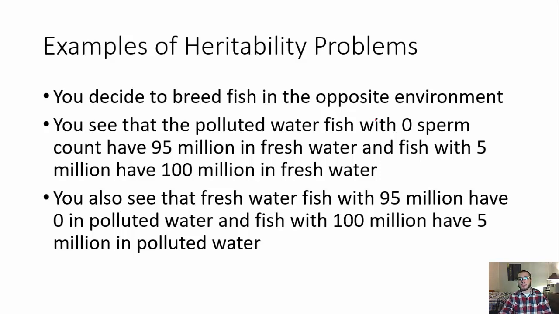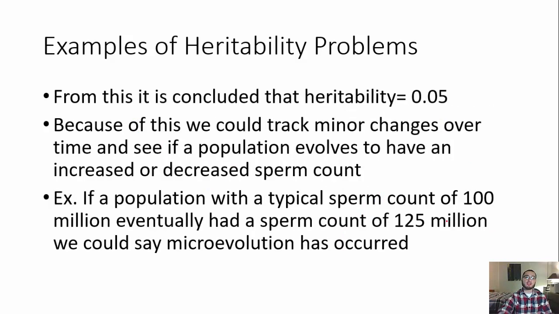So now you're seeing that the ones that have 0, if I change their environment, they're going to end up with 95. The ones that have 5, if I change their environment, they end up with 100. Same thing goes over here: 95, if I put them in polluted water, they're going to go down to 0. But the ones with 100 million as sperm count, if I put them in that polluted water, they still are going to have 5 million. So they end up in that higher range.